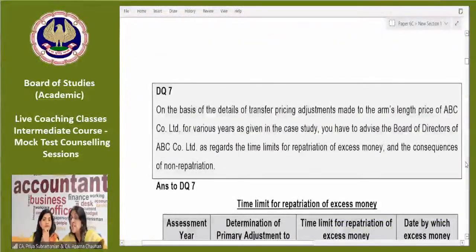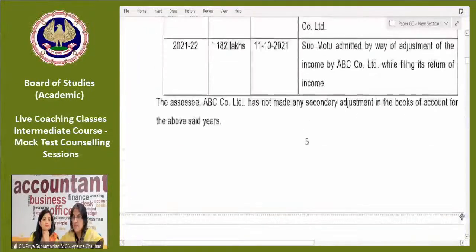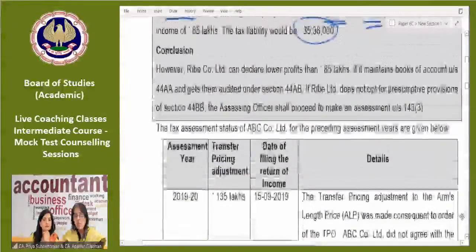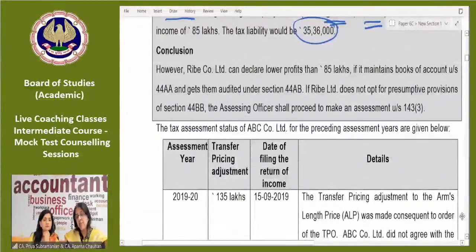Secondary adjustment is the adjustment in the books of accounts. The transfer pricing adjustment is the primary adjustment, made by computing the total income. Secondary adjustment is making an entry in the books of accounts. Now, in this case, once you make that entry, then thereafter you have to repatriate the money. The time limit for repatriation is different. If it is on the basis of the order of the assessing officer or the appellate tribunal, then the time limit is 90 days from the date of the order.